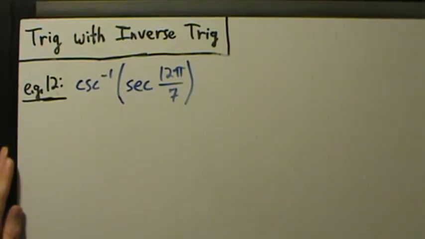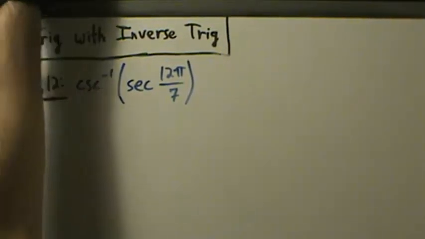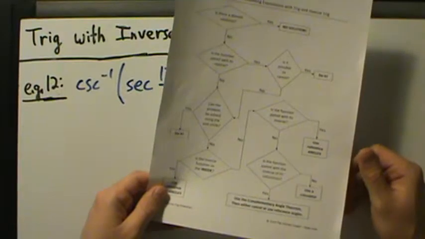Here's example 12 of evaluating trig with inverse trig. So we're going to use this flowchart again like we've been using. And if you want to copy this flowchart to follow along with, check the video description.